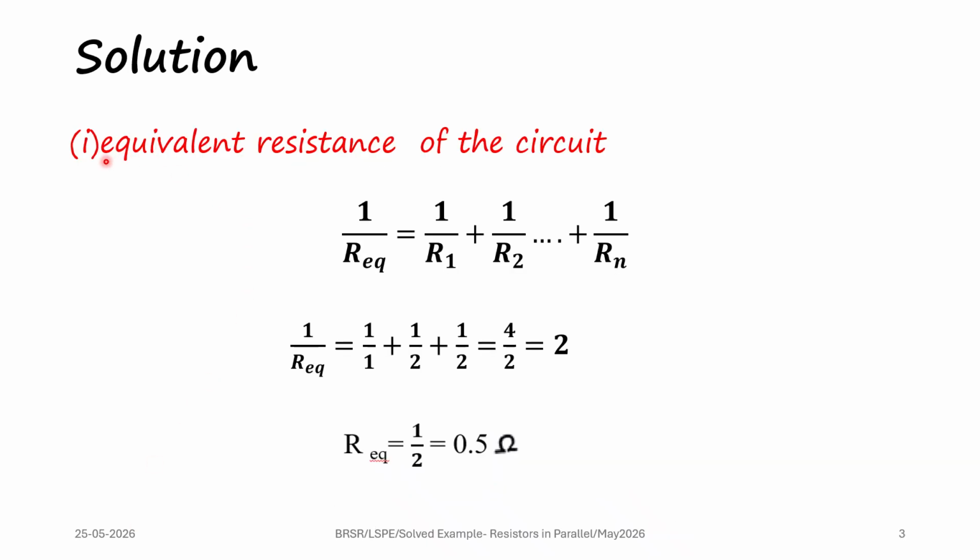The formula for calculating the equivalent resistance of a parallel circuit is given by 1 by R equivalent is equal to 1 by R1 plus 1 by R2 plus and so on up to 1 by Rn. In this particular case, we have 3 resistors. So 1 by R equivalent is equal to 1 by 1 plus 1 by 2 plus 1 by 2, which is equivalent to 4 by 2. And 1 by R equivalent is 2 ohms. We want the value R equivalent, which is the reciprocal of this. So R equivalent will be 1 by 2, which is 0.5 ohms. The equivalent resistance in the circuit is 0.5 ohms.